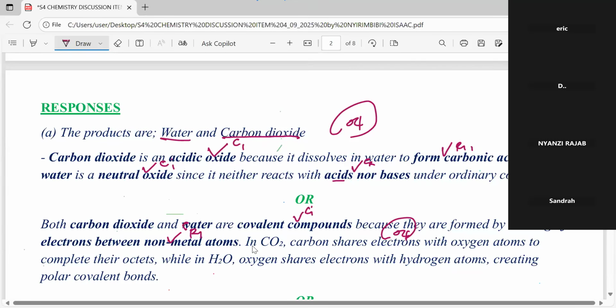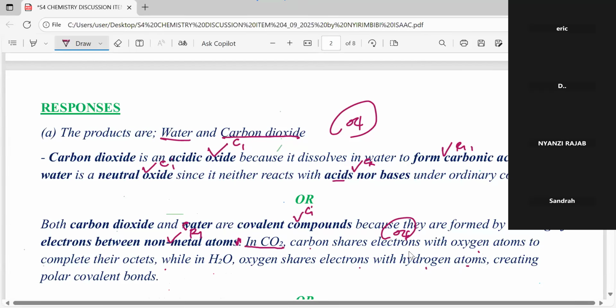But this one is just for our discussion here, that in carbon dioxide, carbon shares electrons with oxygen atoms to complete their octets, while in water, oxygen shares electrons with hydrogen atoms, creating polar covalent bonds. This was just for our absorption, but when you end before it, your point is already correct. I believe that one is very clear.